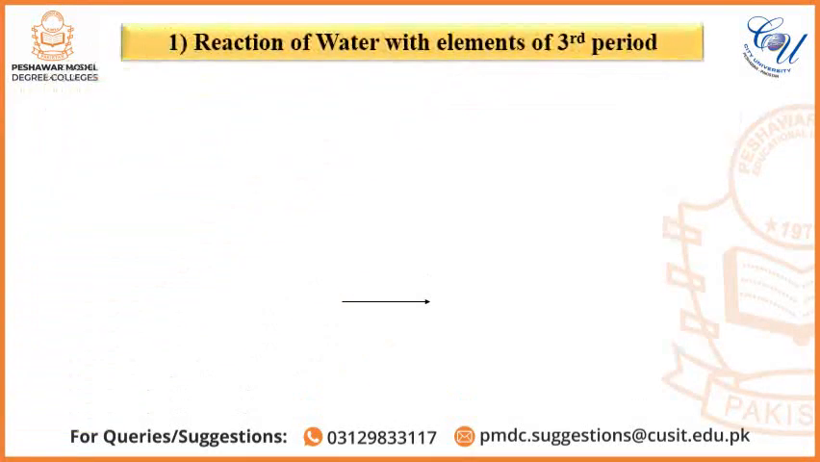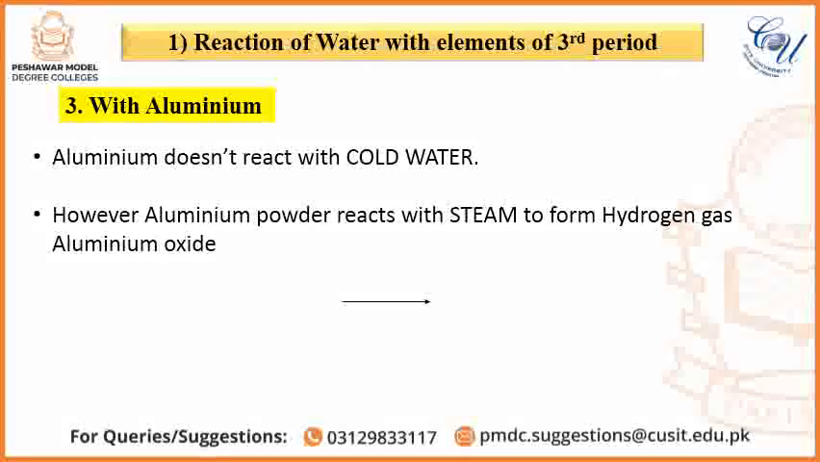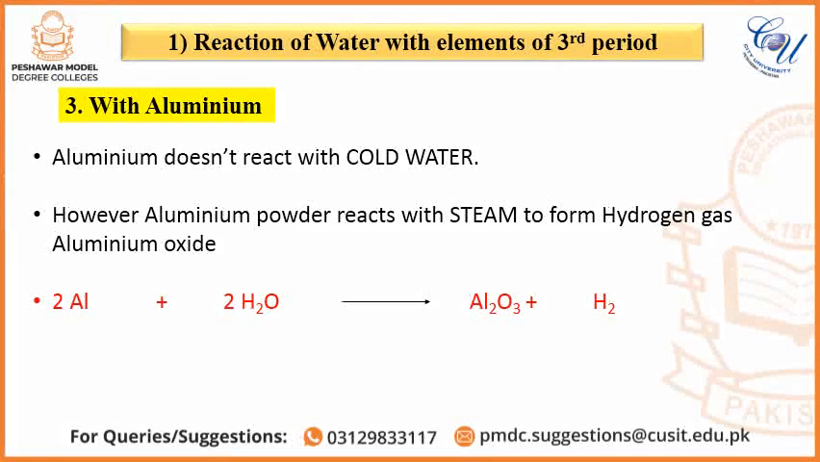Similarly, when we study the reaction of aluminium with water, aluminium does not react with cold water. However, if aluminium powder is allowed to react with steam, it will form hydrogen gas and aluminium oxide. This aluminium oxide will form a thin layer on the surface of aluminium and prevent it from further reaction.